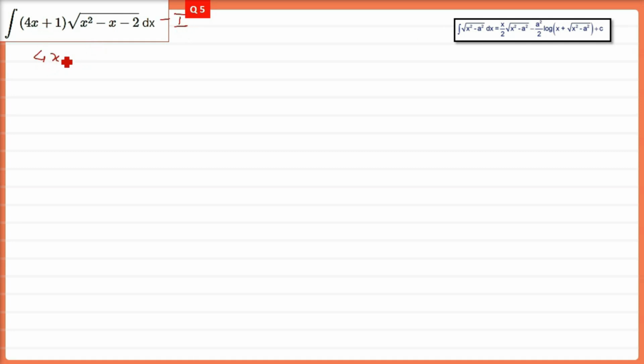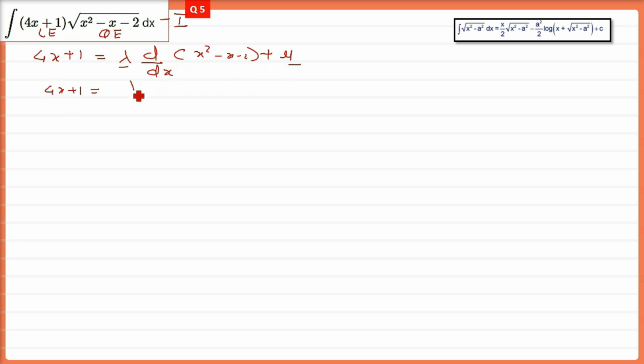And 4x plus 1, which is the linear expression outside of the root, and there is a quadratic expression inside the root. So 4x plus 1 has to be represented in the form of the differentiation of x square minus x minus 2, and the differentiation will not be exactly equal. That's why we need to include lambda and mu. These are certain symbols which we are using. You can use any symbol, and these are being employed just because 4x plus 1 will not be equal to directly the differentiation of x square minus x minus 2.